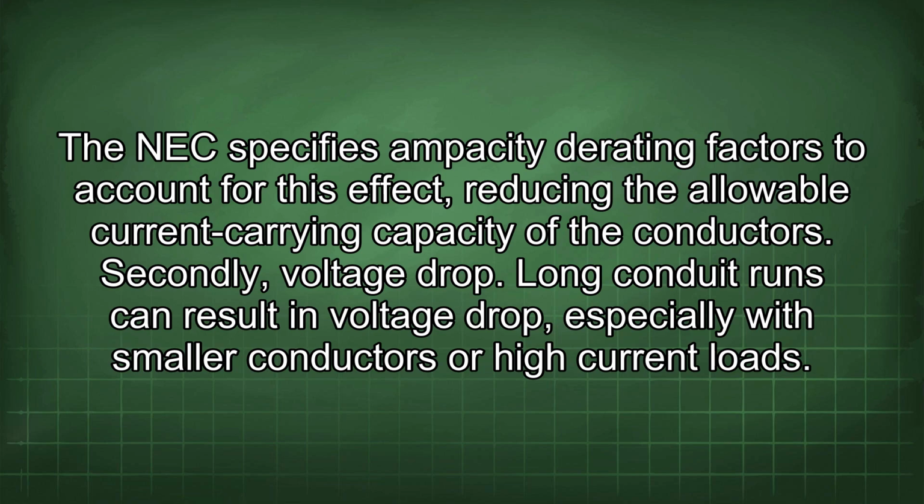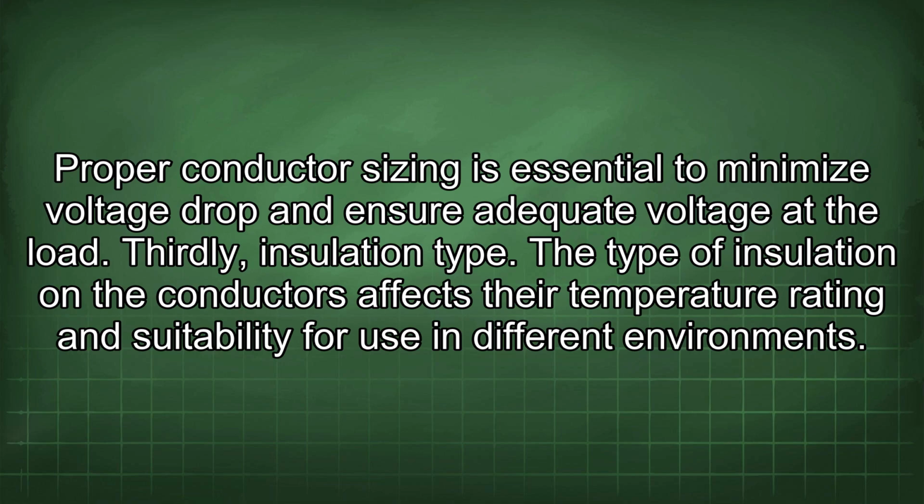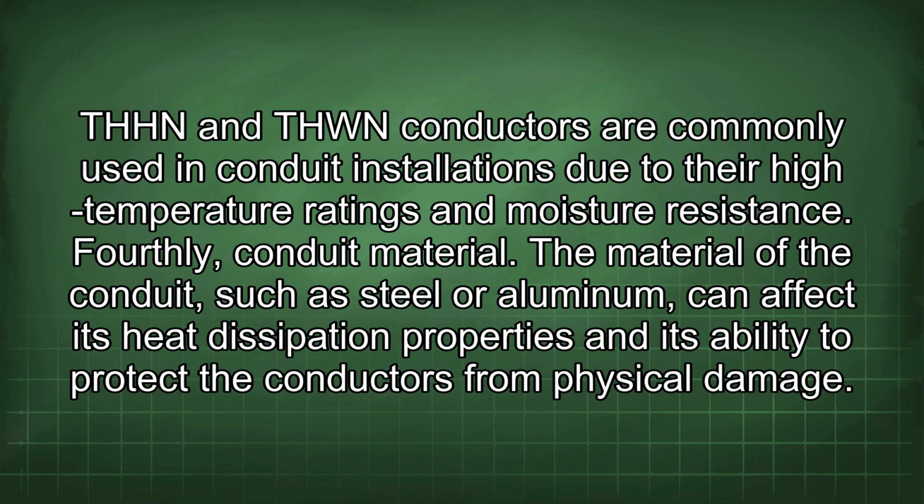Secondly, voltage drop. Long conduit runs can result in voltage drop, especially with smaller conductors or high current loads. Proper conductor sizing is essential to minimize voltage drop and ensure adequate voltage at the load. Thirdly, insulation type. The type of insulation on the conductors affects their temperature rating and suitability for use in different environments. THHN and THWN conductors are commonly used in conduit installations due to their high temperature ratings and moisture resistance.